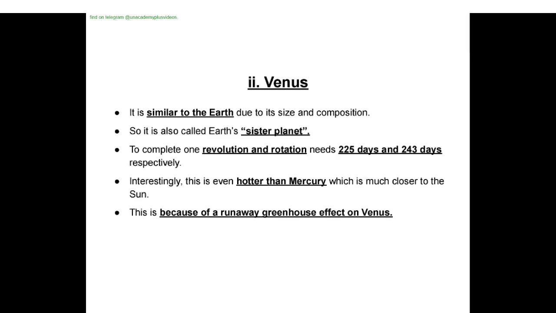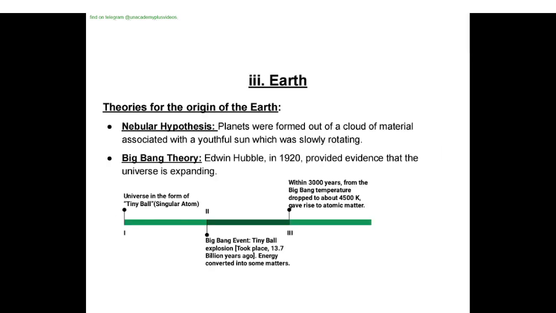Venus. It is similar to Earth due to its size and composition, so it is also called Earth's sister planet. To complete one revolution and one rotation takes 225 days and 243 days respectively. Interestingly, it is even hotter than Mercury, which is much closer to the Sun. This is because of a runaway greenhouse effect on Venus.